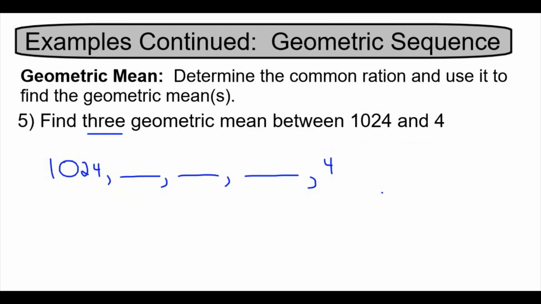And this is going to require us to find r. Well, we learned in the previous examples that r is found by taking A2 divided by A1, but I don't have A2. But what I do have is A5. So you can actually do this, doing the same idea, finding, remember, the common ratio. So the ratio in this problem would be 4 divided by 1024.